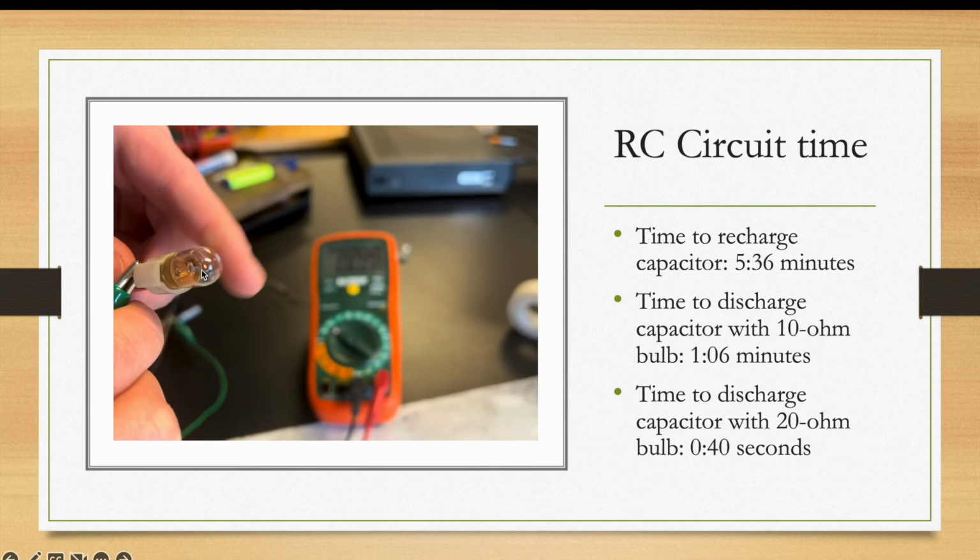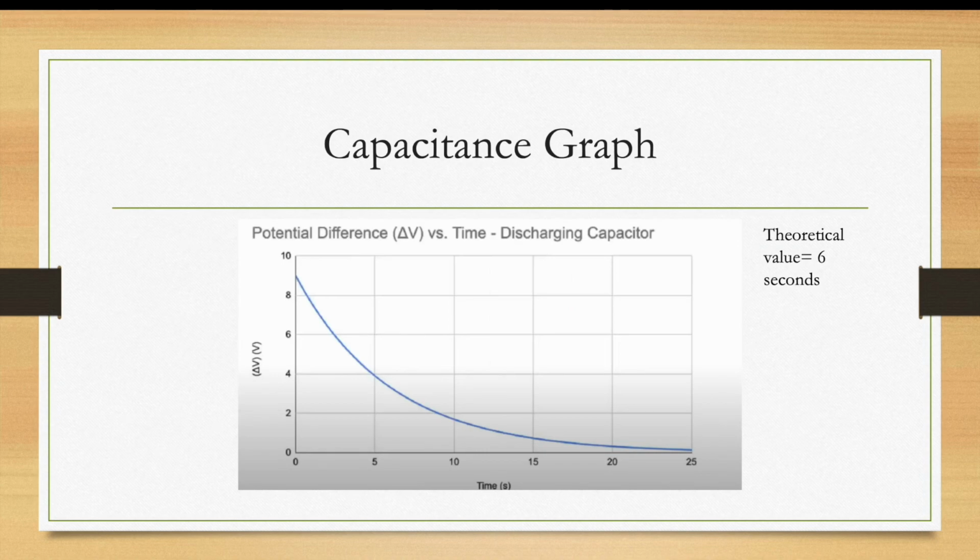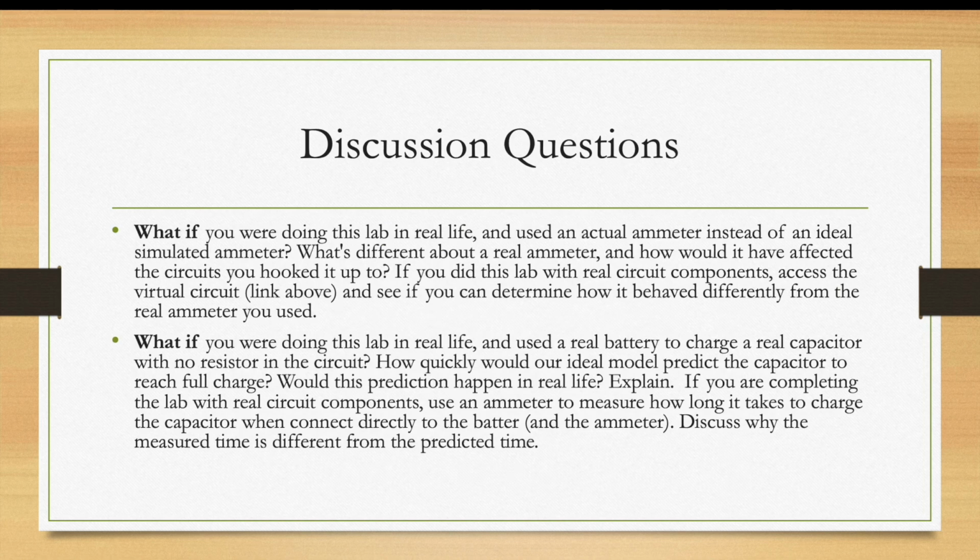And for the 20 ohm, the capacitor in both cases took 5 minutes and 36 seconds to recharge. And for the 10 ohm light bulb, it took 1.06 minutes to discharge the capacitor, and 40 seconds for the 20 ohm light bulb. This is my capacitance graph in the non-real life case, and it took 6 seconds to recharge versus 5:36, which is one of the what-if questions.